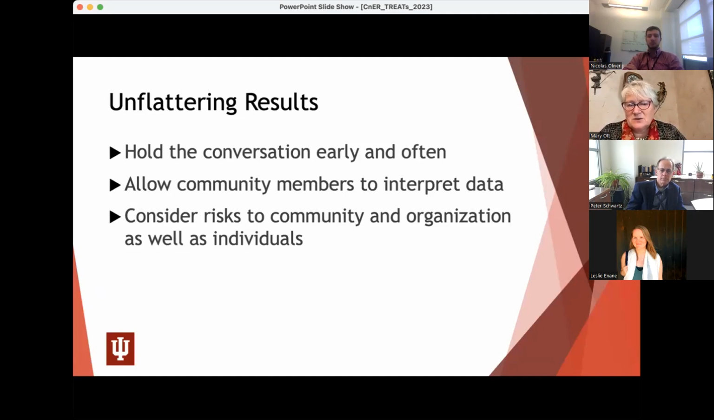The other piece was considering risks to communities and organizations, as well as individuals, about data. And again, I feel like allowing my community partners to interpret data was my approach to addressing some of those risks.